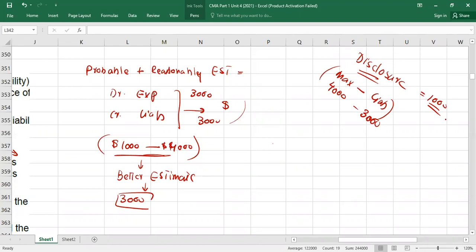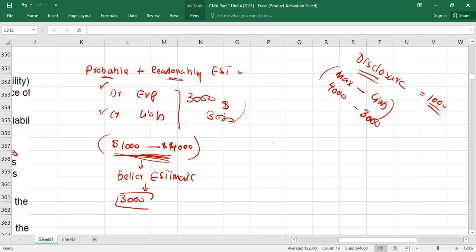Scenario number 2, with the same scenario. If the amount is probable and reasonably estimable, we need to book expense and liability. Again, the point is with the amount. In scenario number 1, I told you, if the legal advisor gives you a range and any amount is the better estimate, then you book the liability and expense with the better estimate. But now your legal advisor is telling you, sir, there is no amount in this range which is a better estimate.